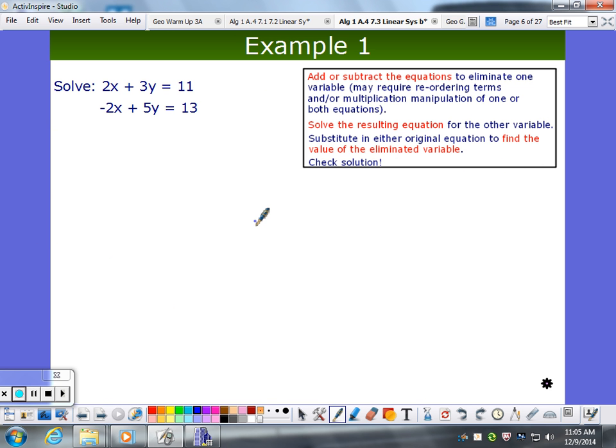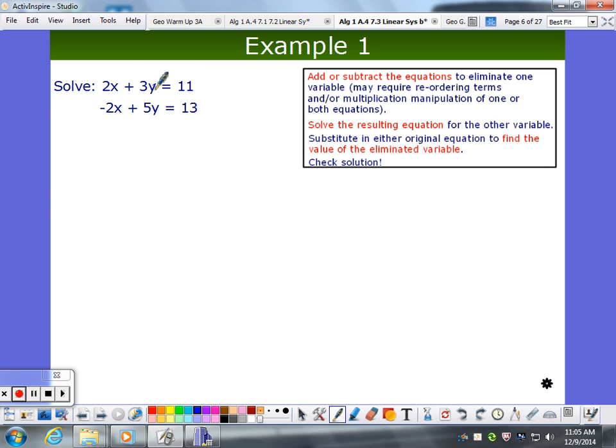Let's do a simpler example. Okay, so I'm in the middle of the page here, and most of this I've written out for you. So you can look up here and just write down key things that will help you remember. 2x plus 3y equals 11. Negative 2x plus 5y equals 13.